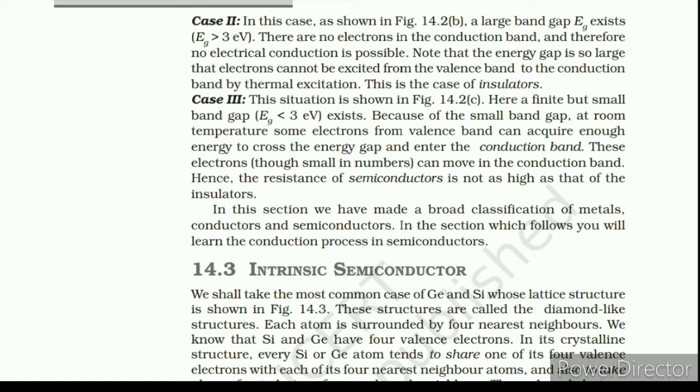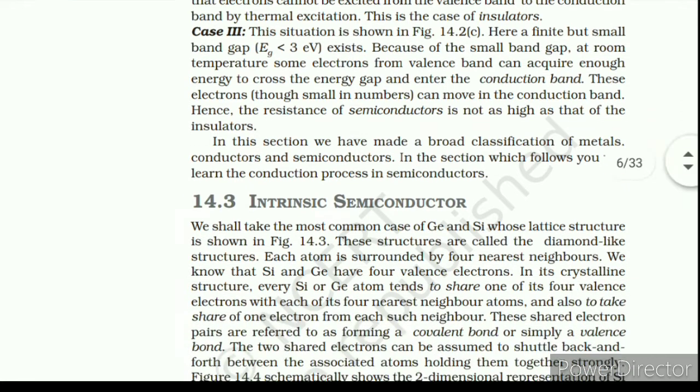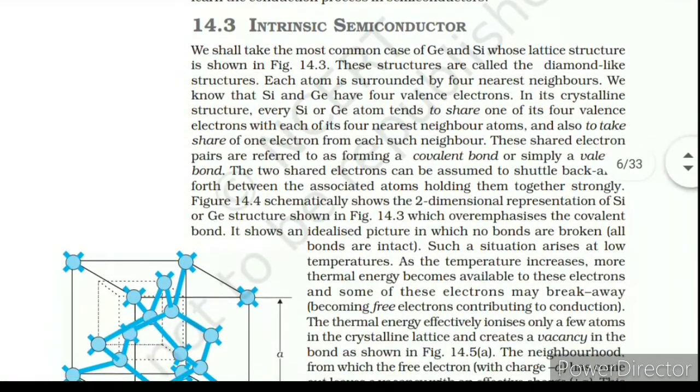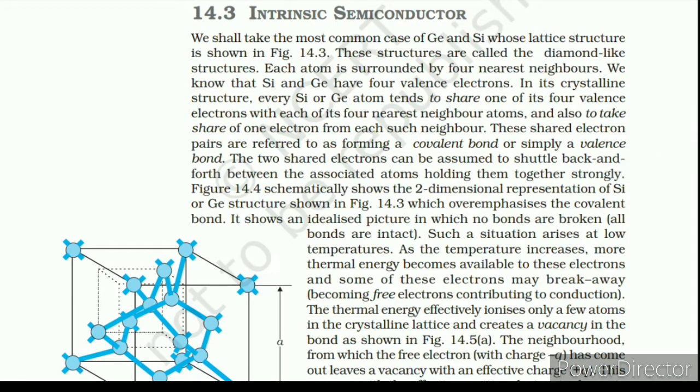It shows the two-dimensional representation of the silicon or germanium structure shown in figure 14.3, which overemphasizes the covalent bond. This is shown as an idealized picture in which no bonds are broken. Such a situation arises at low temperatures. As the temperature increases, more thermal energy becomes available to these electrons, and some of these electrons may break away.